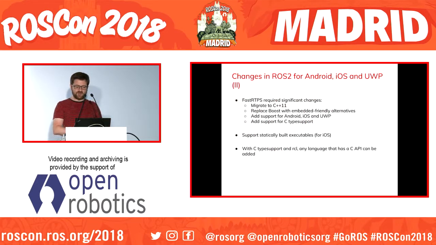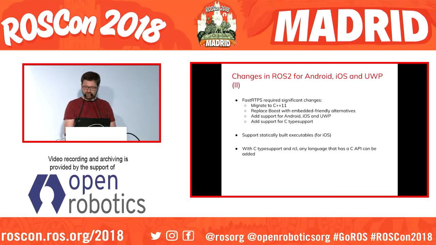But Fast RTPS is the part that required the most changes. It used to use a lot of Boost, but fortunately we have C++11 and C++14. And for the parts of Boost that are not covered in C++11, you can either find alternatives or write them yourself. And that's exactly what I did. Fast RTPS also, well, the RMW layer was missing type support in C. That's the thing that translates RTPS messages to C structures back and forth.